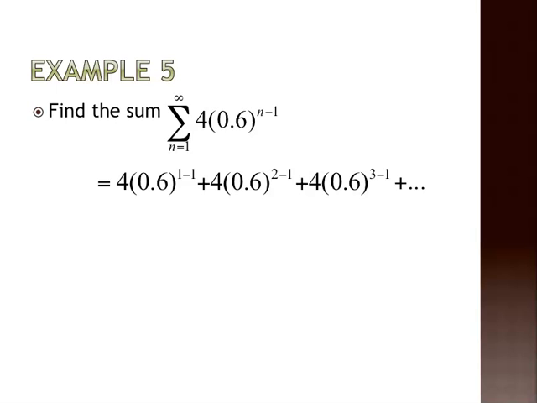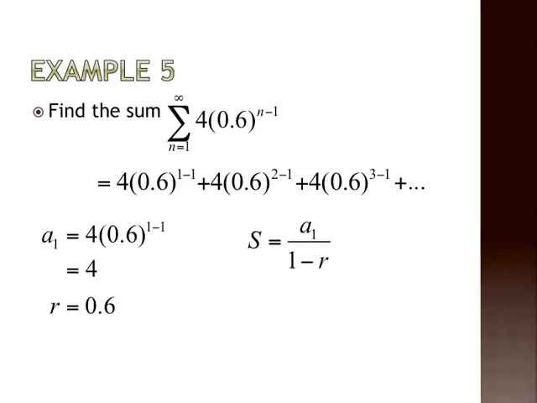So what we need for the formula is the first term, so 4 times 0.6 to the 1 minus 1, which is equal to 4. And we need r, so the common ratio that you're multiplying by to get to the next term. So that in this case is 0.6. So now we just need to plug that into the formula. So we have 4 divided by 1 minus 0.6, and that comes out to be equal to exactly 10.